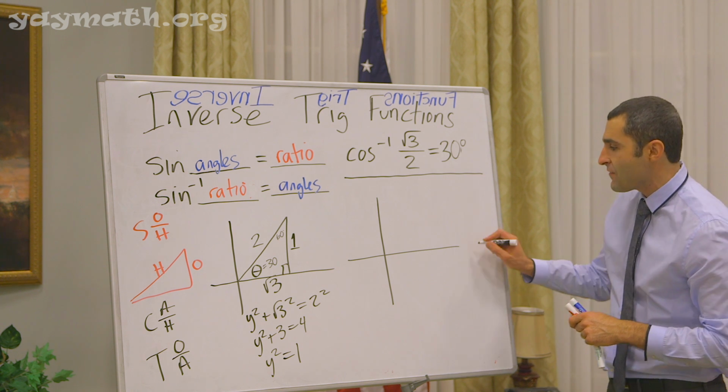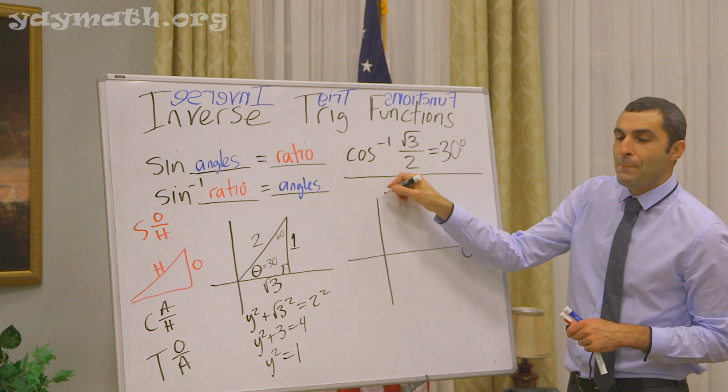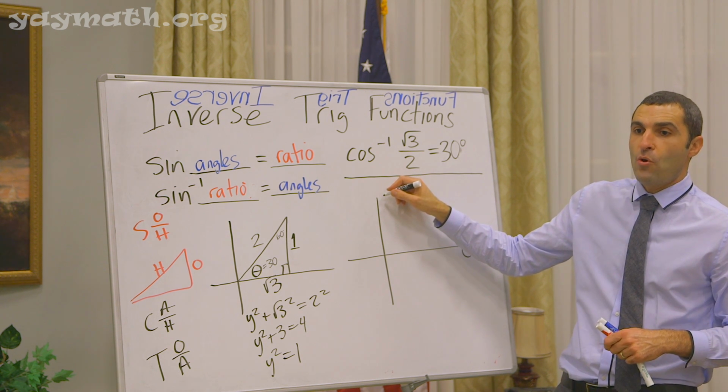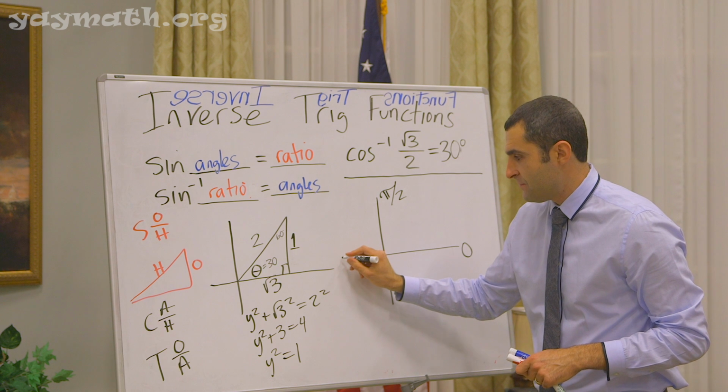Now let's do it in radians. Remind me, 0 radians. Yes. Pi. Pi over 2. Pi over negative 2. Nope.